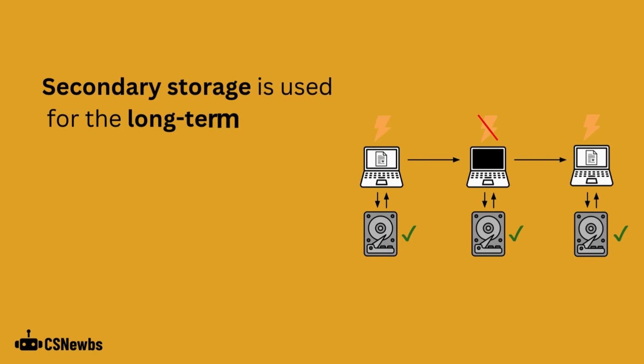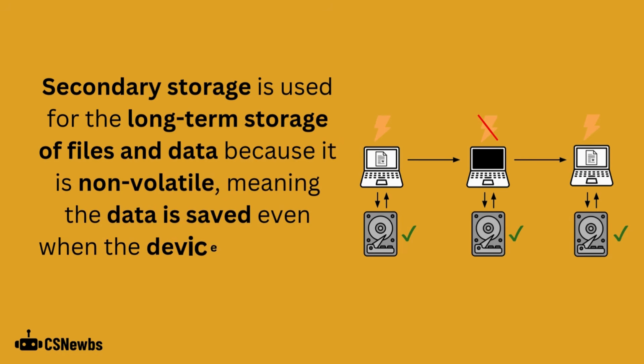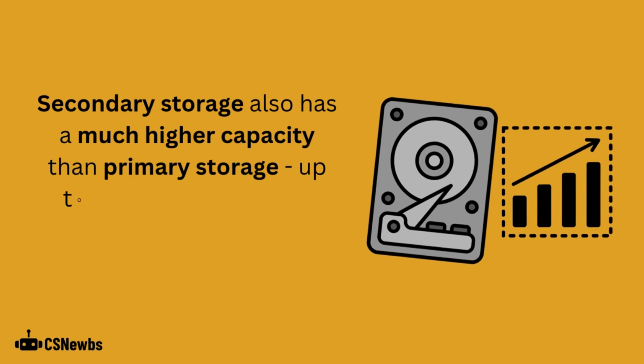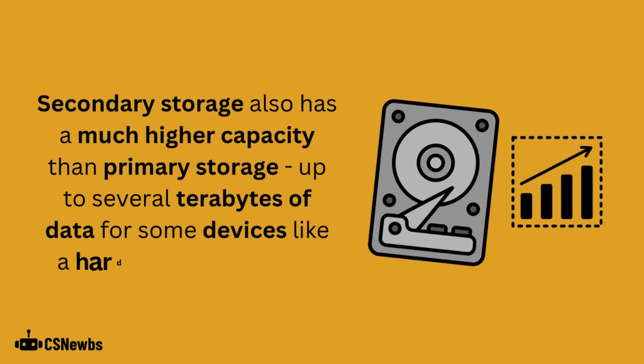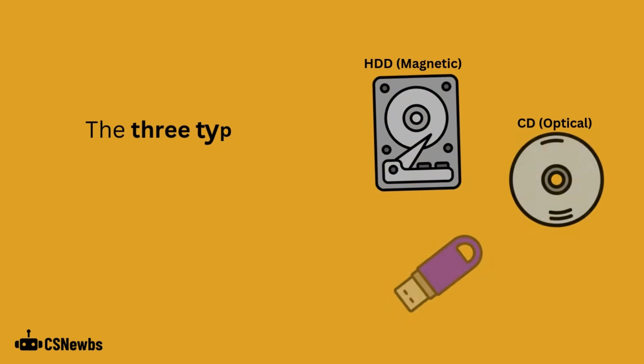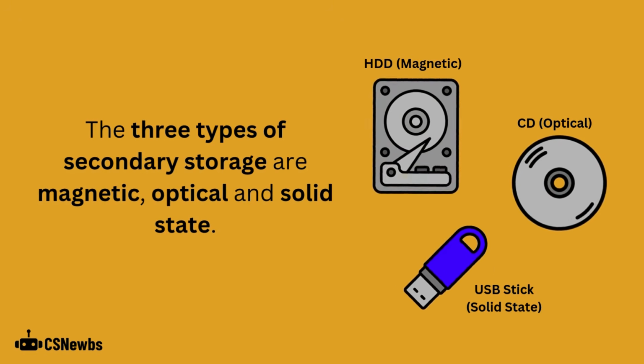Secondary storage is used for the long-term storage of files and data because it is non-volatile, meaning the data is saved even when the device's power is turned off. Secondary storage also has a much higher capacity than primary storage, up to several terabytes of data for some devices like a hard disk drive. The three types of secondary storage are magnetic, optical, and solid state.